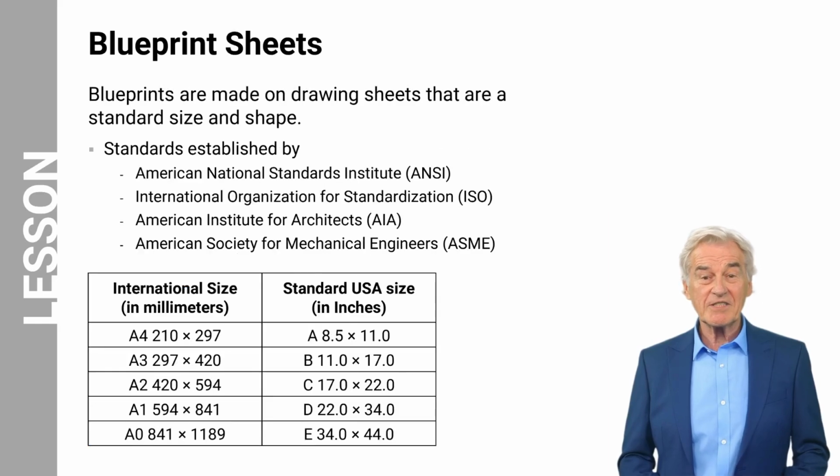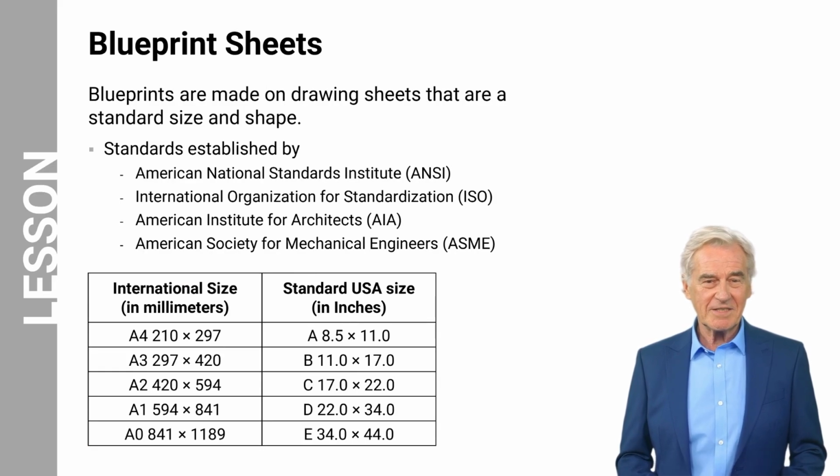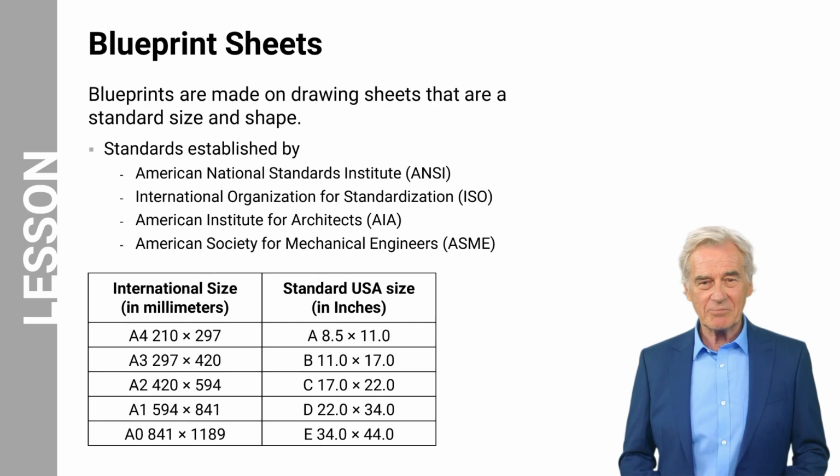Blueprints are made on drawing sheets that are a standard size and shape. The standard size of these sheets is established by organizations like the American National Standards Institute, abbreviated as ANSI, the International Organization for Standardization, abbreviated as ISO, the American Institute for Architects, abbreviated as AIA, and the American Society for Mechanical Engineers, abbreviated as ASME. Some of the most commonly used standard blueprint sheet sizes can be seen in the table here.